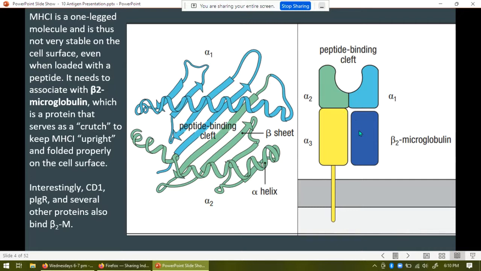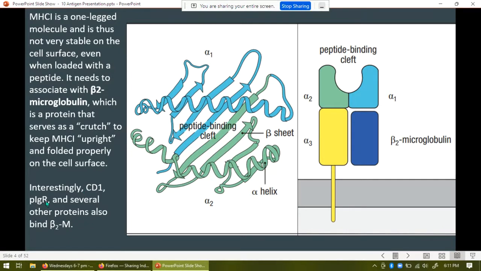So what it has to do, during the production of MHC1, is associate with this nifty little protein called beta-2 microglobulin, which is basically a protein that serves as a crutch to keep MHC1 upright on the cell surface and folded properly. Now, the real job of beta-2 microglobulin is to just help proteins fold, and MHC1 happens to be one of those proteins. But this is the way that I always remembered it: MHC1 is one-legged, so it's not very stable. It would fall over, but it needs this crutch, beta-2 microglobulin, in order to stay upright.